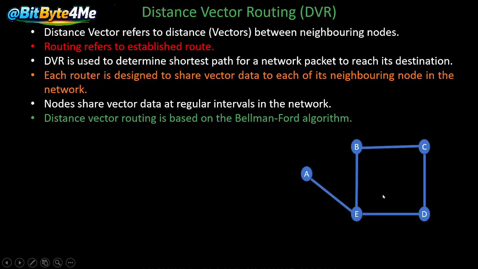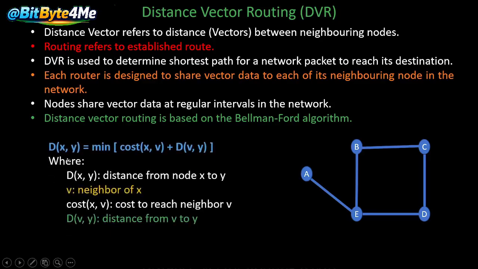So it uses the Bellman-Ford algorithm for distance calculation, which is: distance from x to y is equal to the minimum of the cost from x to node v, plus the distance from v to y. So we add these two costs, and there can be multiple paths from A to C, like this path and this path, so we have to take the minimum. Here dxy is the distance from node x to y, and v is a neighbor of x, cost xv is the cost to reach the neighbor v, and dvy is the distance from node v to y. So take the minimum from all the calculations.